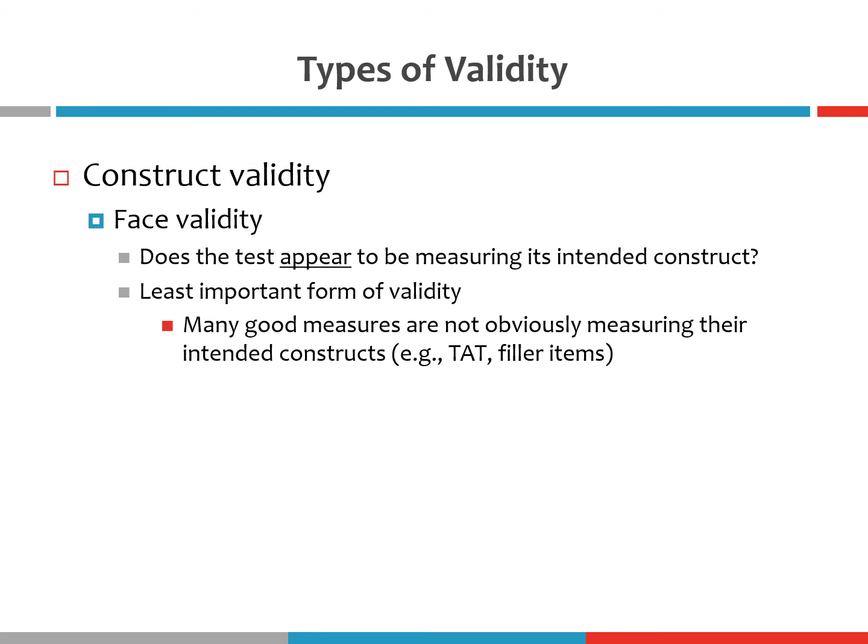So this is going to be the least important or least precise form of validity that we can use, because many common measures in psychology are not obviously measuring what they intend to measure, just at first glance, right? For example, sometimes we intentionally use filler items to throw our respondents off our trail, so to speak. So if they were to try to guess what we're measuring, they wouldn't be able to.